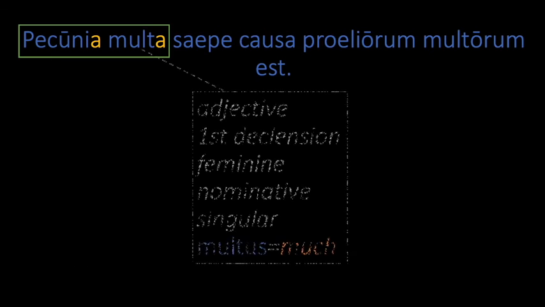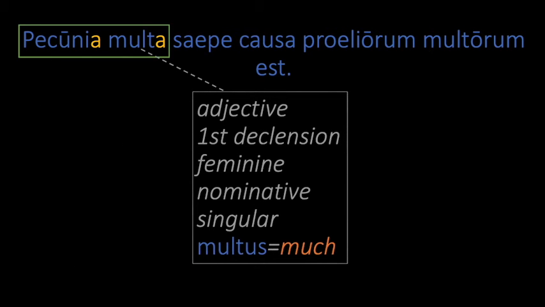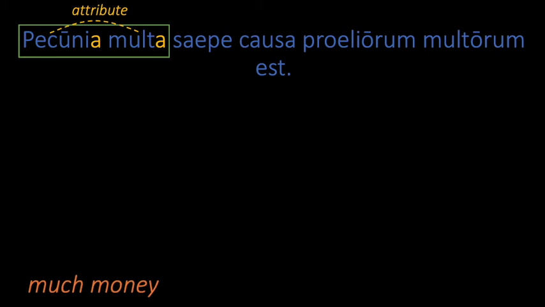Multa is an adjective. In the singular, it means much. English has a different word, much, for expressing a large amount than the word it has for expressing a large number, which is many. In Latin, they are the same word, multus. Much is the singular form, and many is the plural. The position of this adjective suggests that it is attributive. So we have much money for the phrase.